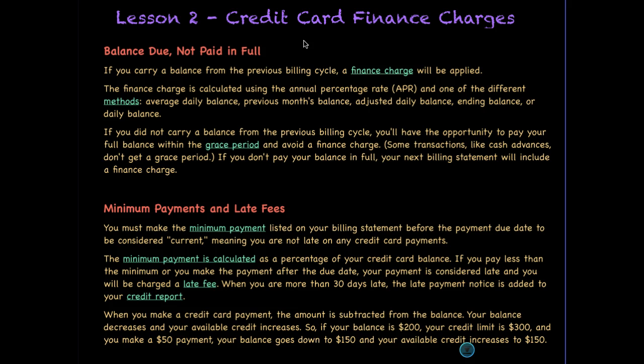Let's talk about minimum payments and late fees. You must make the minimum payment listed on your billing statement before the payment due date to be considered current. Otherwise, you will be late and you will be charged late fees. The minimum payment is calculated as a percentage of your credit card balance, and we'll be looking at some different ways that minimum payments are calculated. If you pay less than the minimum, or you make the payment after the due date, your payment will typically be considered late, and like I said, you'll be charged a late fee.